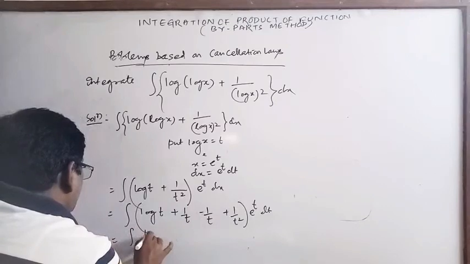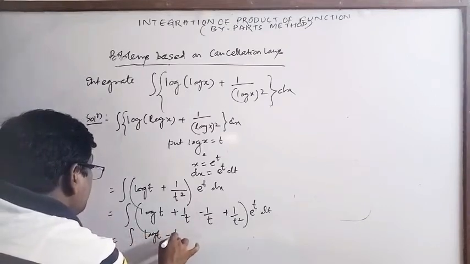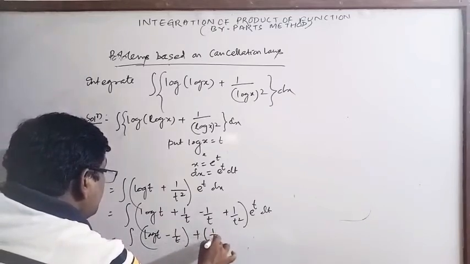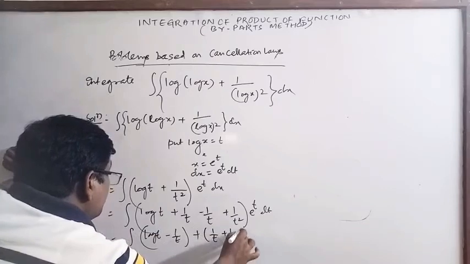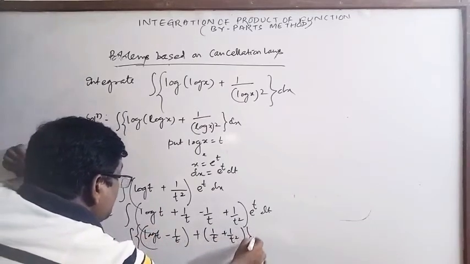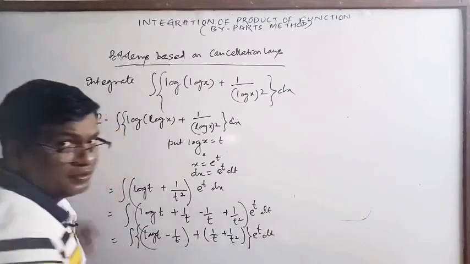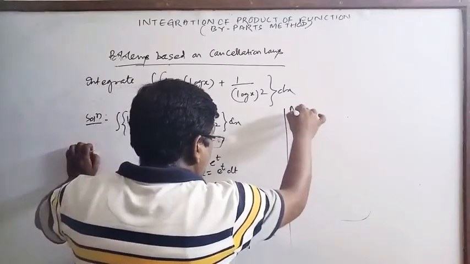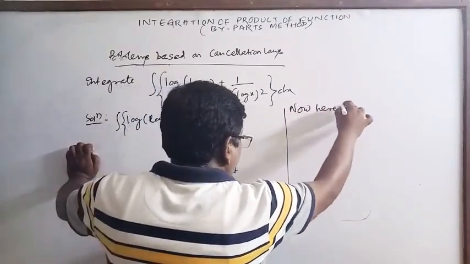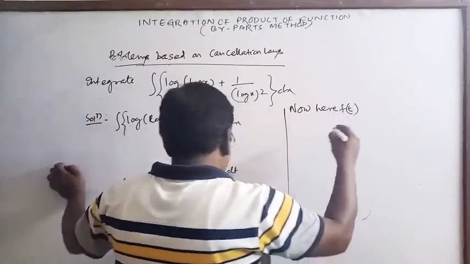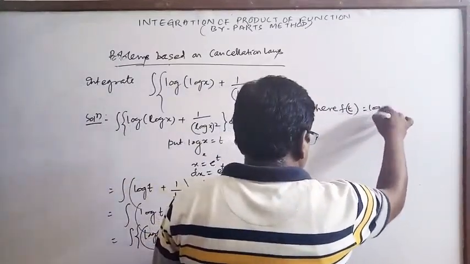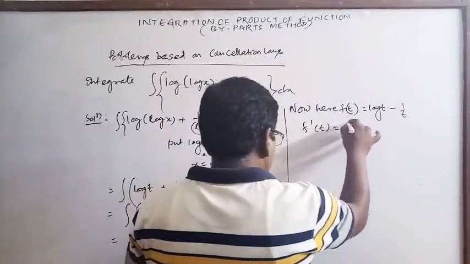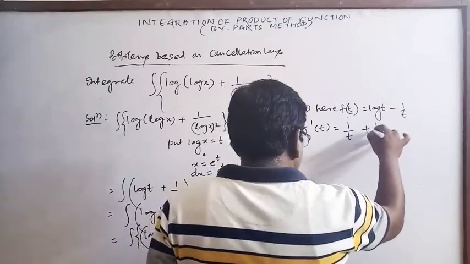So the integration of (log t minus 1 by t plus 1 by t square) whole into e to the t dt. Clear? This is f of t. Now here f of t is equal to what? Log t minus 1 by t. So f dash t is equal to what? 1 by t plus 1 by t square.